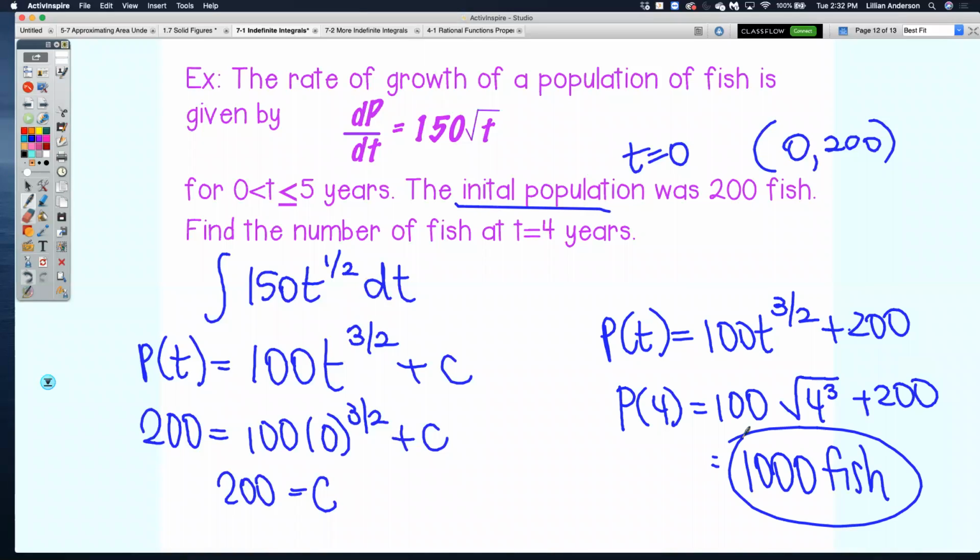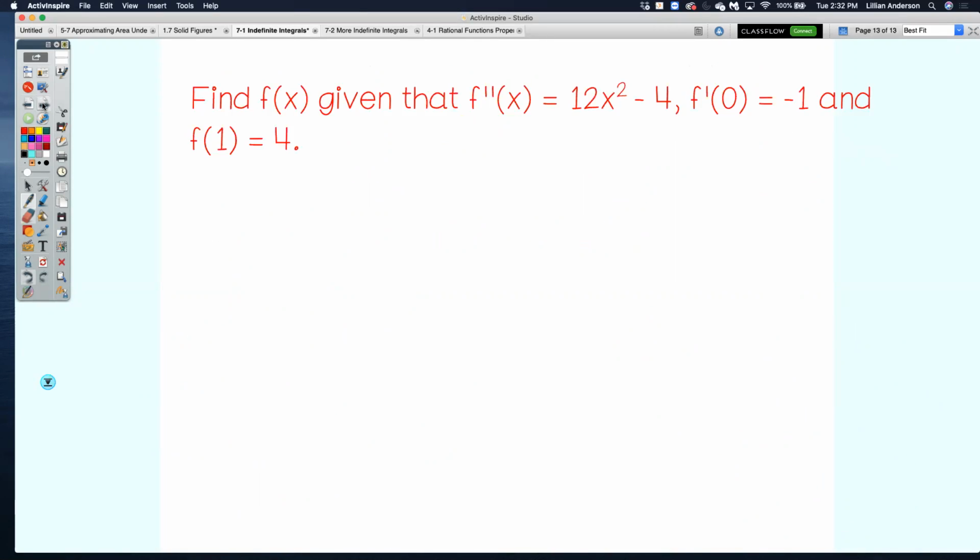All right, last but not least, we're gonna find the original function given that we're given the second derivative as 12x squared minus 4, but we know that f prime of 0 is equal to -1 and f of 1 is equal to 4. Now do realize that the second derivative does involve acceleration, okay?